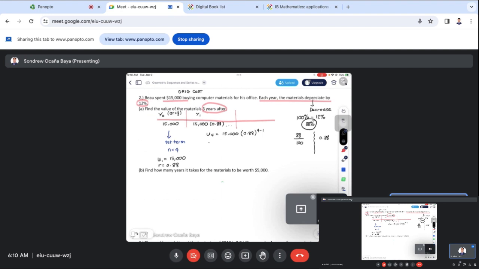GDC. So your u sub 4 would now be equal to 10,220. Usually if it's money, we write the entire thing, unless there are a lot of zeros, so we can compress the zeros. But basically, if it's money, it's better to write the entire value. Let's proceed to part B.